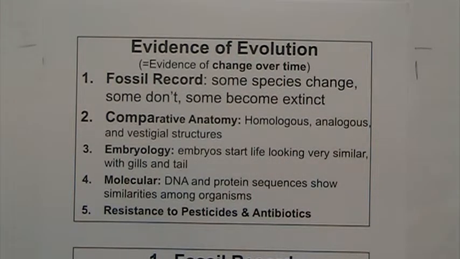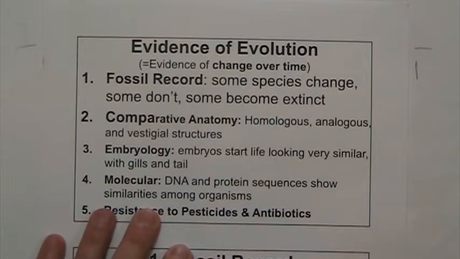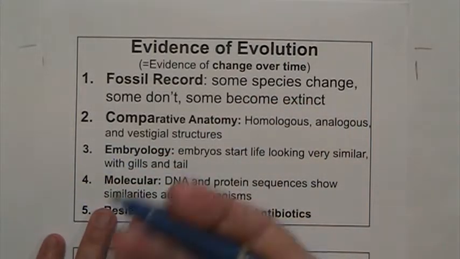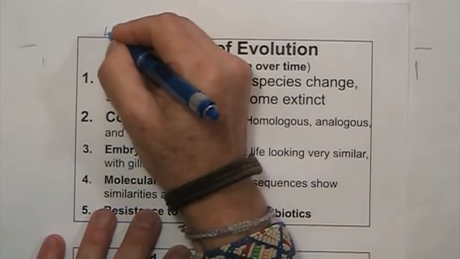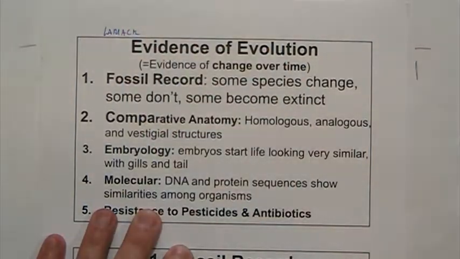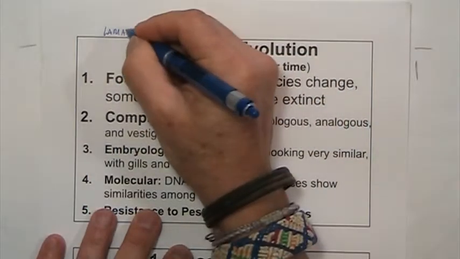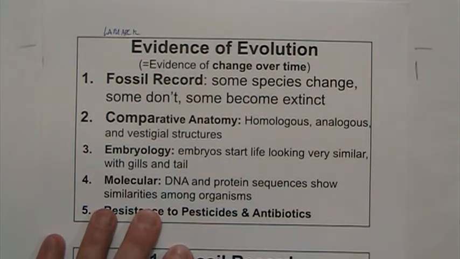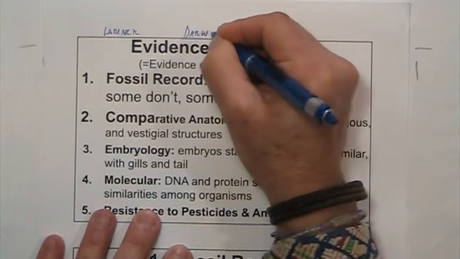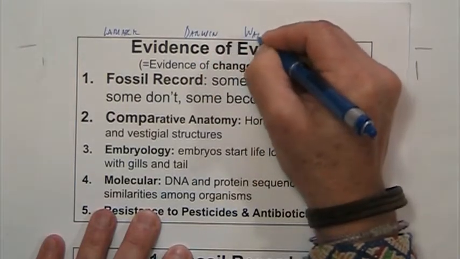This is a recording for your notes on the evidence of evolution. Through this short unit, we have already been talking about how there were at least three people who early on realized that organisms change over time. One was the French person, Mr. Lamarck. Then we had Darwin and Wallace.